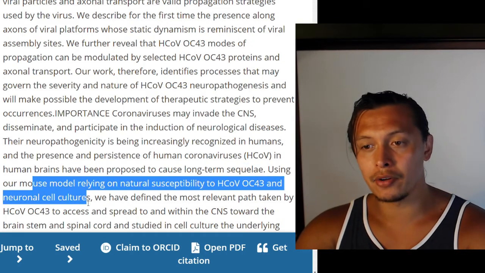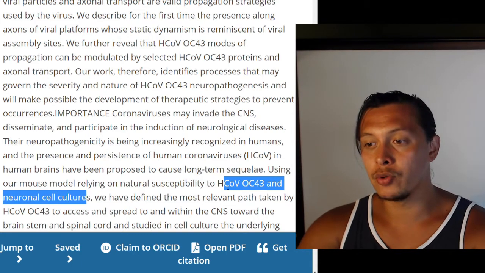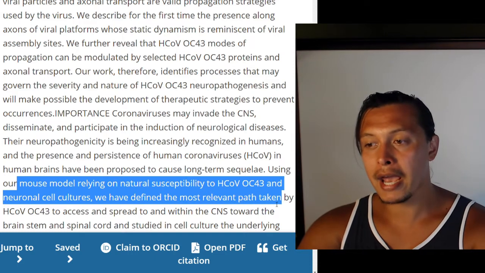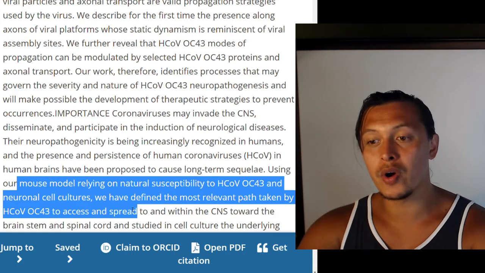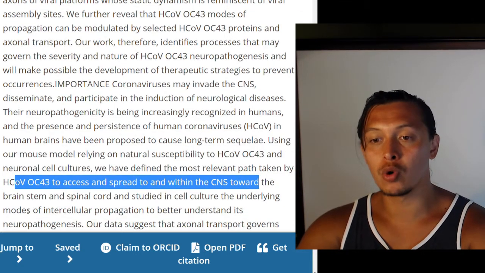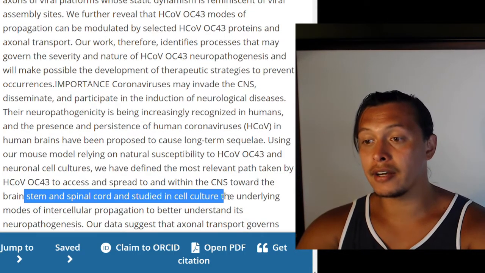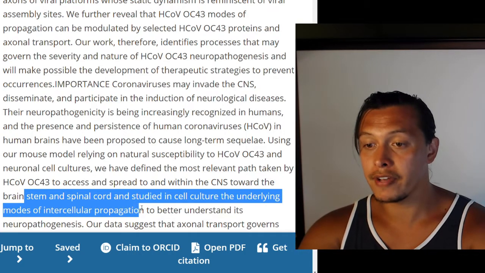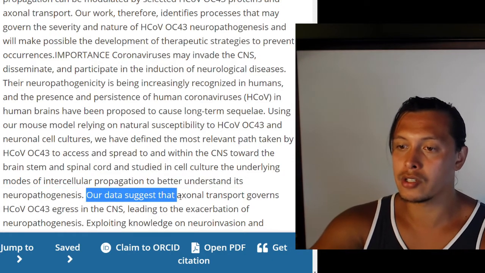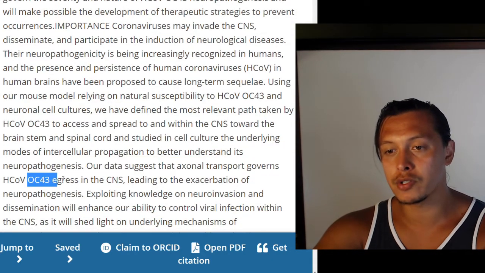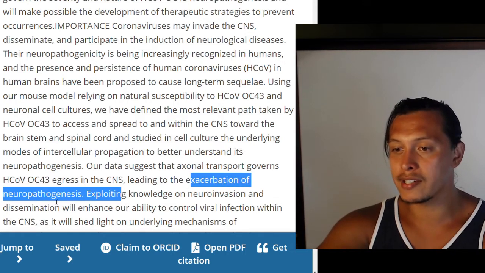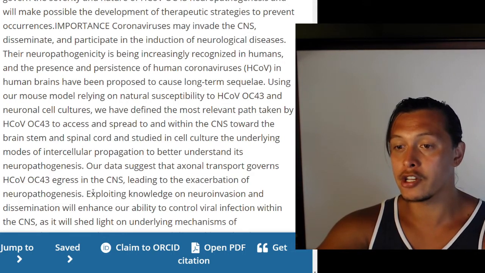So using our mouse model, relying on natural susceptibility to HCOV-OC43 and neuronal cell cultures, we have defined the most relevant path taken by HCOV-OC43 to access and spread to and within the central nervous system towards the brainstem and spinal cord, and studied in cell culture the underlying modes of intracellular propagation to better understand its neuropathogenesis. Our data suggests that axonal transport governs HCOV-OC43 egress in the central nervous system, leading to exacerbation of neuropathogenesis.